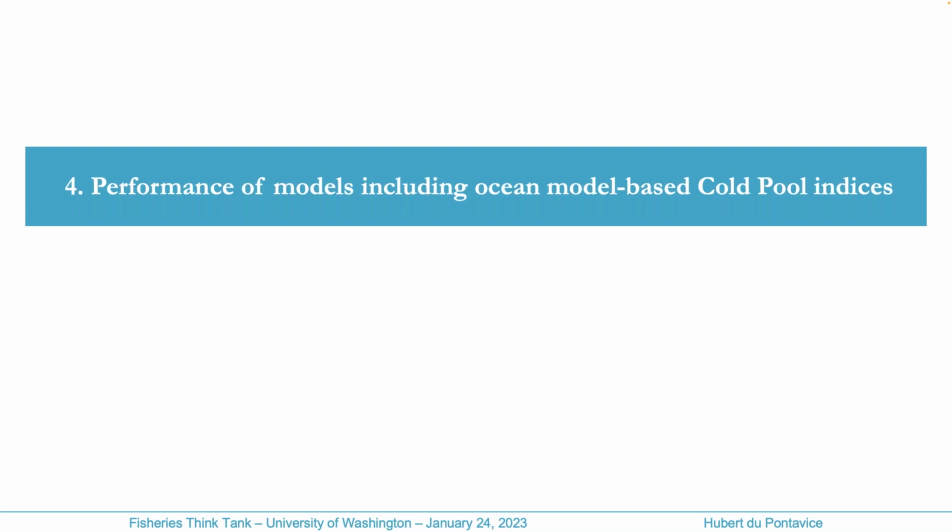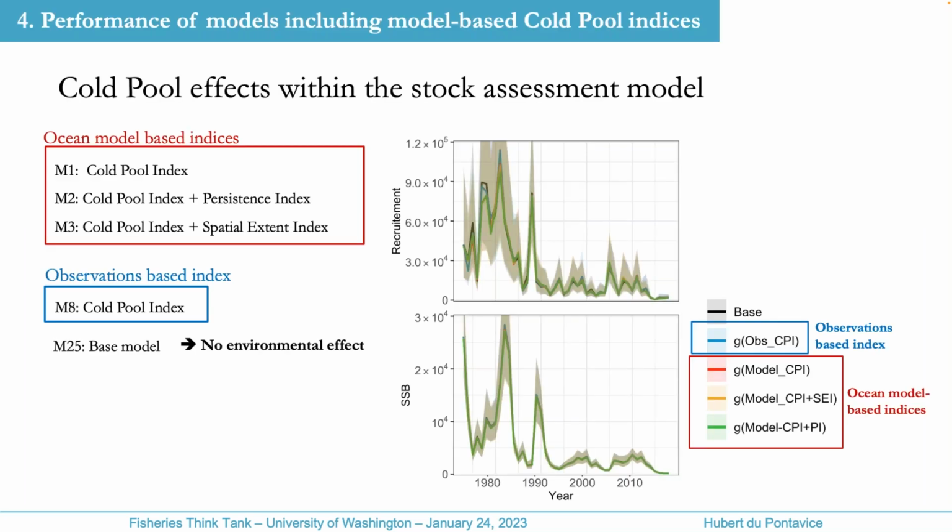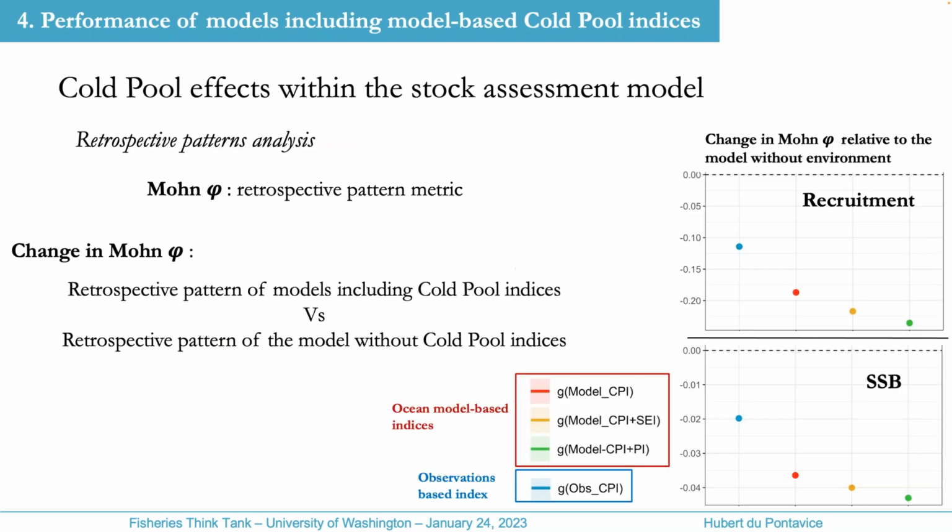And finally, we tested the performance of these models, including ocean model-based cold pool indices. So first, we looked at the trends in recruitment and SSB. The 5 models estimated very similar recruitment and SSB over the assessment period. So the incorporation of cold pool indices did not largely modify the temporal trends in stock estimates. Next, we wanted to explore the impact of incorporating cold pool effects on the retrospective patterns, because it's a major source of uncertainty in the current assessment.